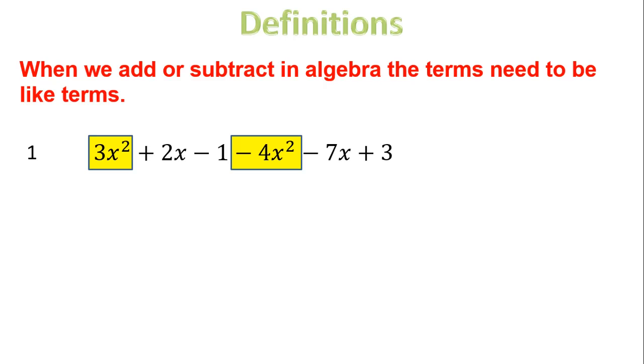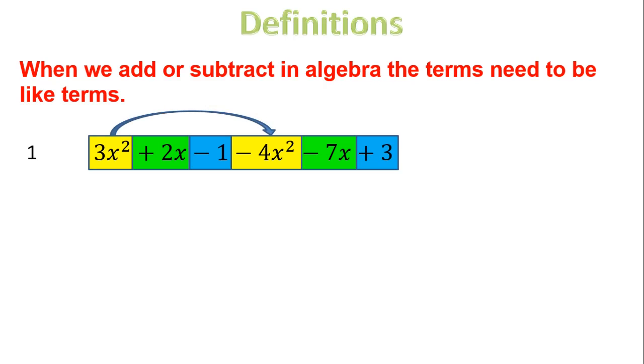Moving on. Our second term in our expression is plus 2x. Can we find any other x terms in our expression? Remember, not x squared, just x. Hopefully you can see that it's minus 7x. So plus 2x minus 7x, those are like terms. Lastly, we have minus 1 as a constant and plus 3 as a second constant, and those two are like terms. So let's do some working out.